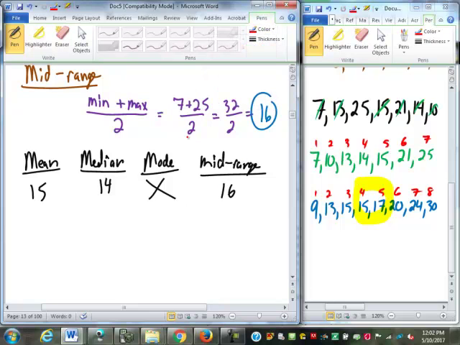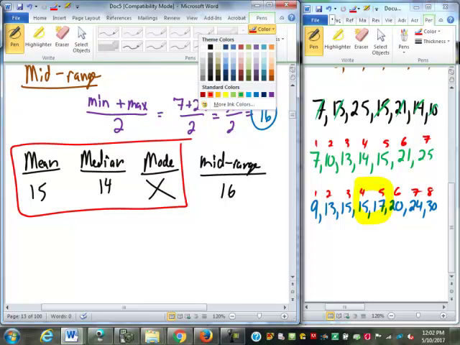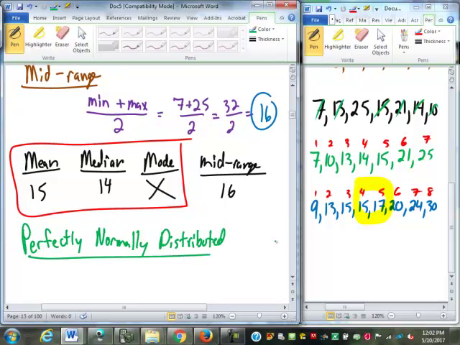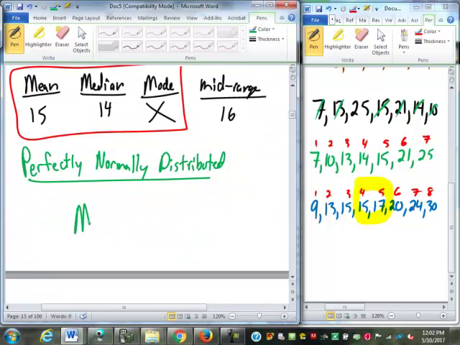Now we're going to exclude the mid-range because that's kind of a lesser used one. We're going to talk about the mean, median, and mode for a second and what it means for them. In a normally distributed set of data, if it was perfectly normal, so perfectly normally distributed, the mean would equal the median, which would equal the mode. They would all be the same.